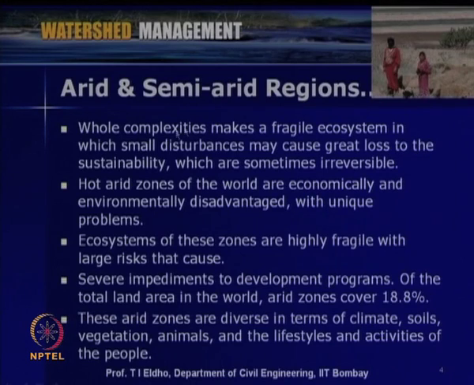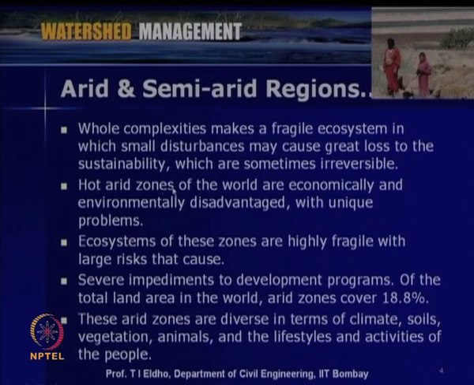As we discussed, as far as arid regions are concerned, there are so many complexities, land related complexities and water related complexities. All this makes a fragile ecosystem in which small disturbances may cause great loss to sustainability, which is sometimes irreversible. For example, if in a particular area the average annual rainfall is 300 mm, even a small change in this availability will cause a lot of problems, like severe drought problems and severe water shortage problems.